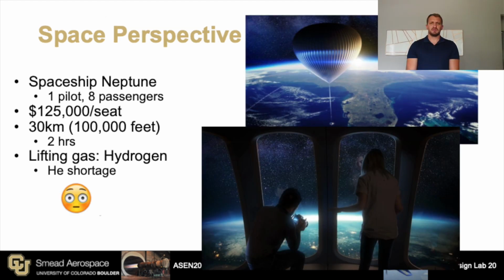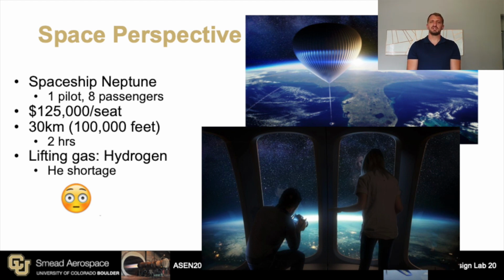Space Perspective is a company out of Florida that's taking a different view for balloons in the high atmosphere. Space Perspective is planning to launch up to 8 passengers and 1 pilot on its spaceship Neptune. These tourists will spend upwards of $125,000 per seat to get a view of the Earth from over 100,000 feet for 2 hours. If you have that kind of money, maybe we should talk about something different.